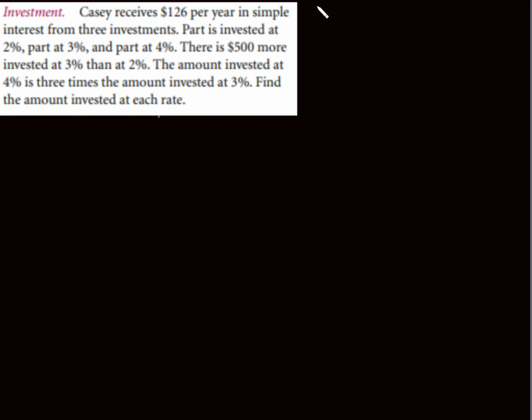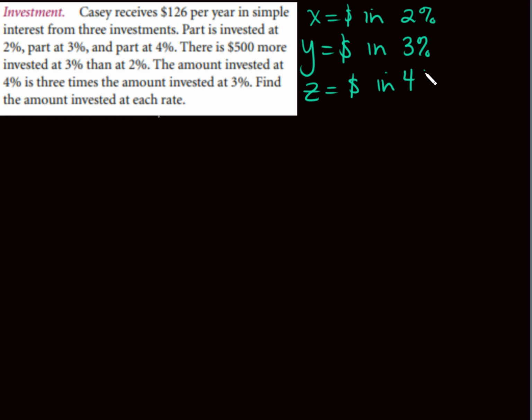So I'm going to let X equal the amount of money in the 2% account. Okay, I'm going to let Y equal the amount of money in the 3% account. And I'm going to finally let Z equal the amount of money that Casey has put, congratulations, Casey, in the 4% account. Okay, so let's see what this is saying. Casey receives $126 per year in simple interest from 3 investments.